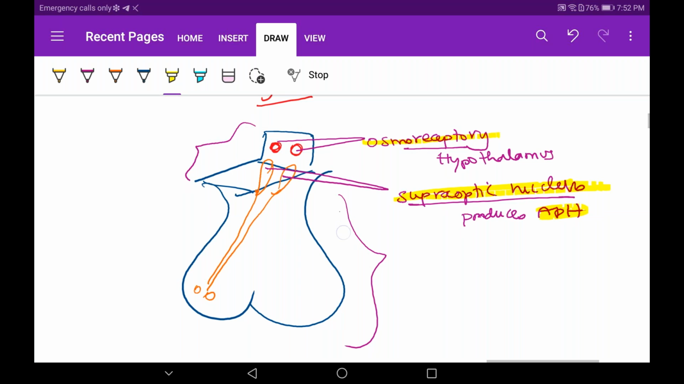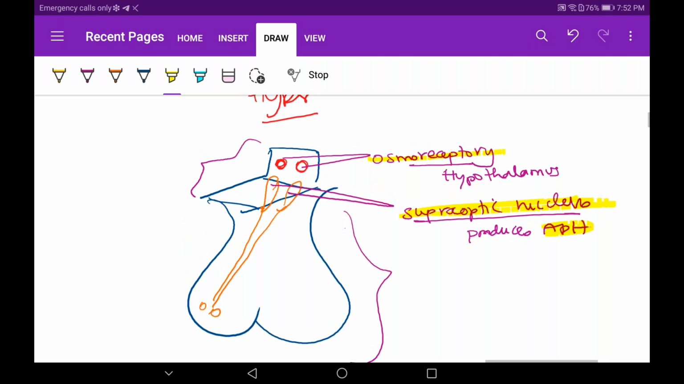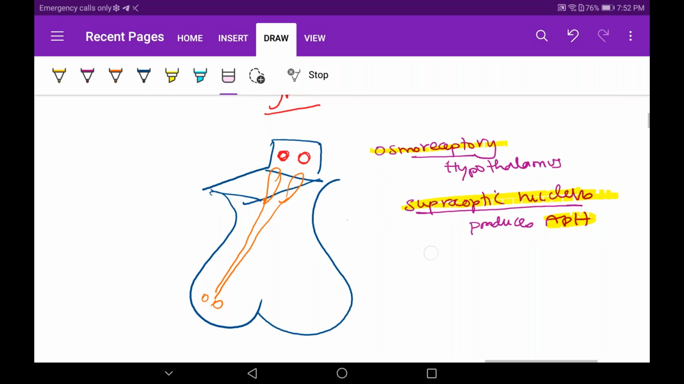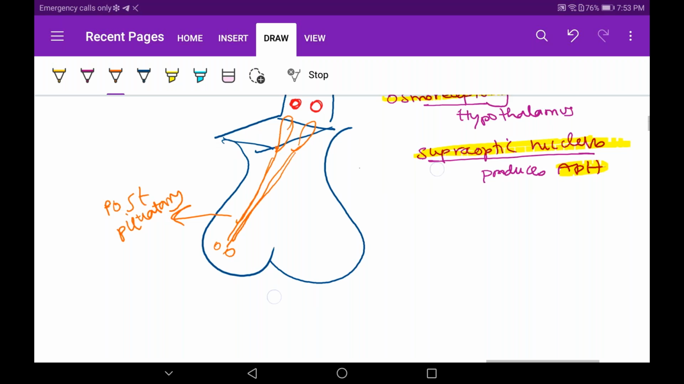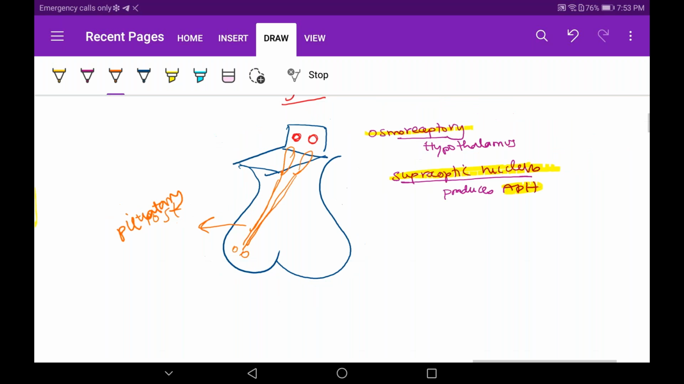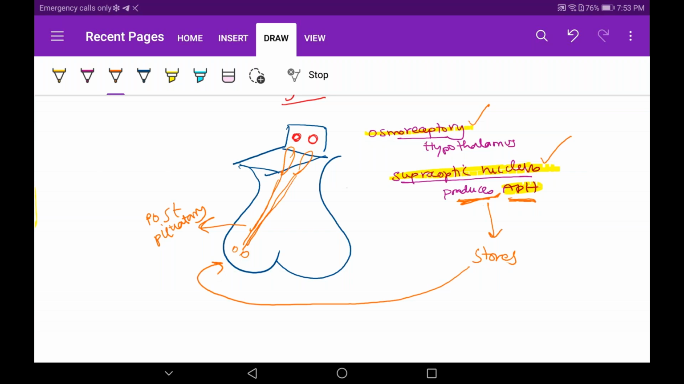Where have I drawn the axonal pathway? This is the axonal pathway which connects to the posterior pituitary. Yes, this is the posterior pituitary. Now you have understood the anatomy of where all the important things are. Osmoreceptors, supraoptic nucleus which produces the ADH, but once it produces ADH, it goes and stores it in the posterior pituitary, in vesicles containing the ADH. Till now you have understood this? Yes, I think you have understood this.